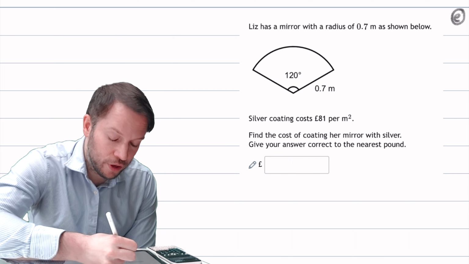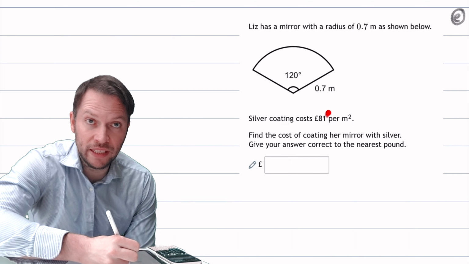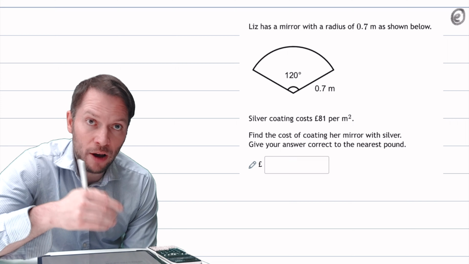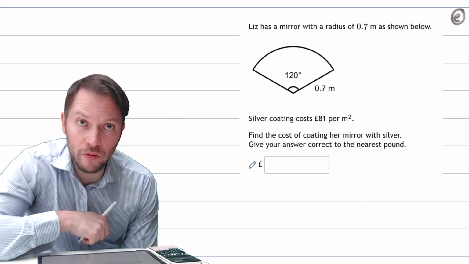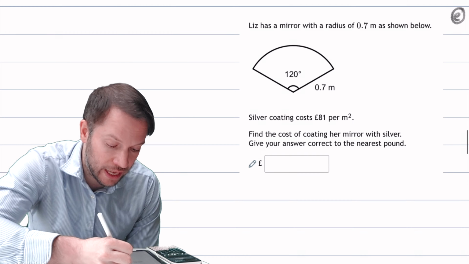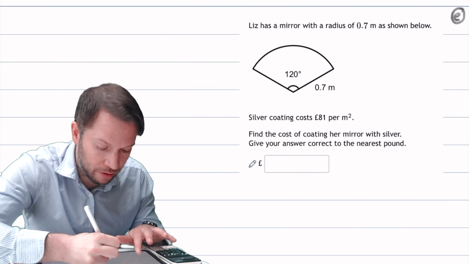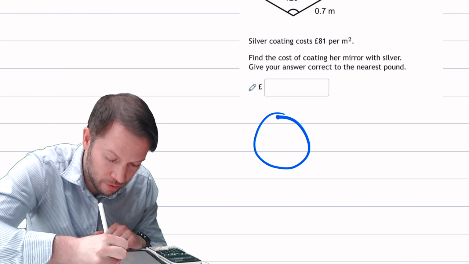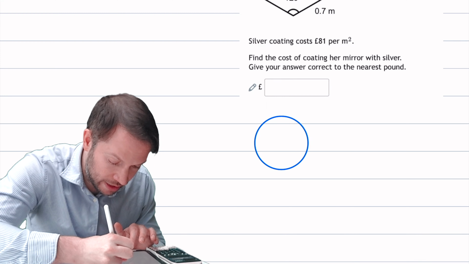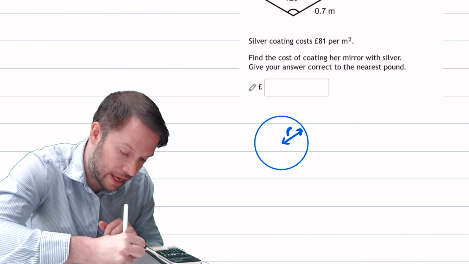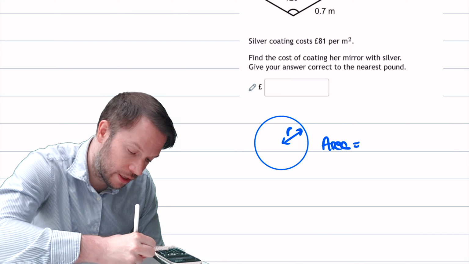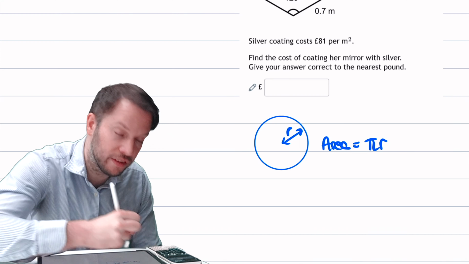Now, if the cost is £81 per meter squared, we need to work out how many meters squared of area we have. So we need to find the area of this shape. Let's remind ourselves, how do we find the area of a full circle? Well, if we had the radius r, then the area of the full circle is pi times the radius squared.